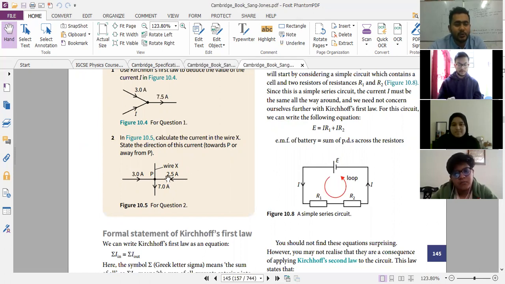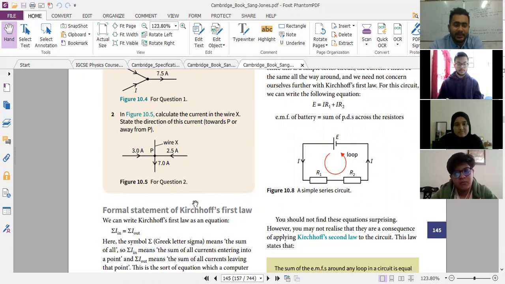1.5 amps towards P. Let's check whether Nabila is right. So far, the total amount of current entering P is 3 plus 2.5, which is 5.5. On the other hand, the current leaving P is 7. So definitely current has to enter to make it balance, right? To make Kirchhoff's law correct. So definitely there has to be current towards P. How much? Let's say I. So I plus 3 plus 2.5 equals 7. So I equals 7 minus 5.5, which equals 1.5. So Nabila is correct. MashaAllah.